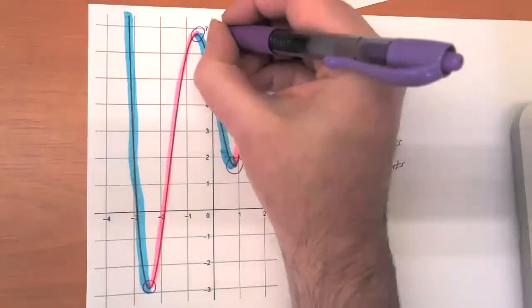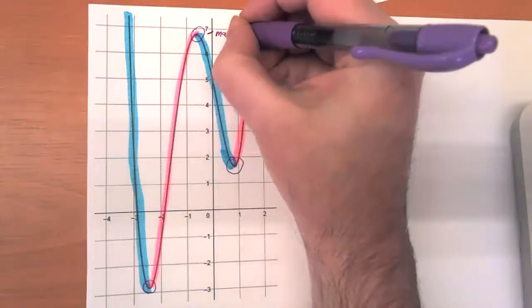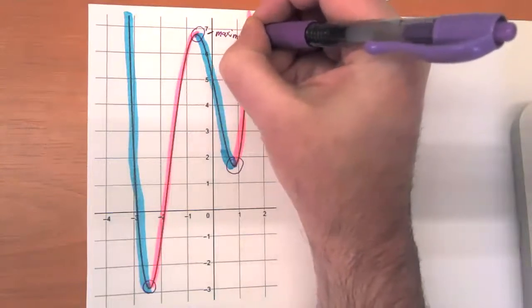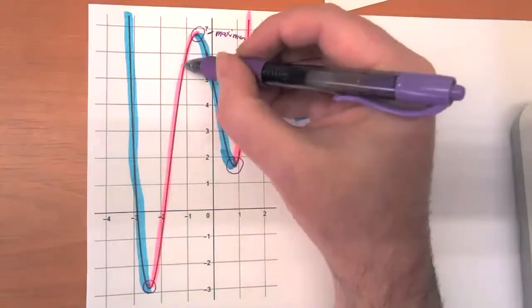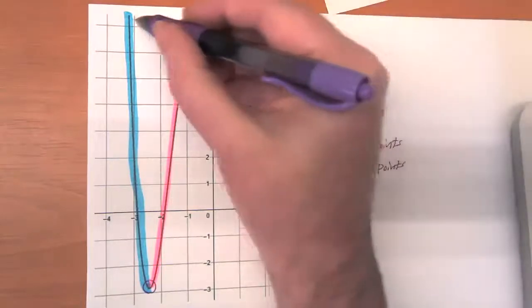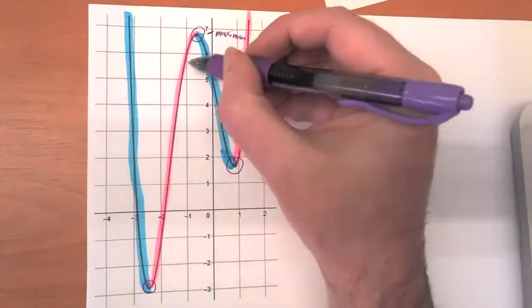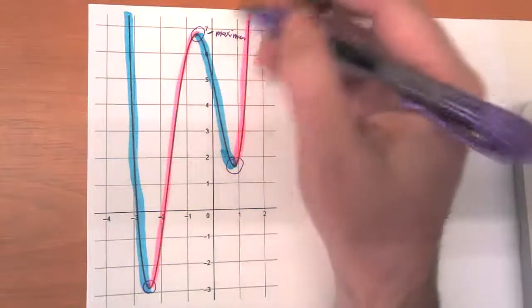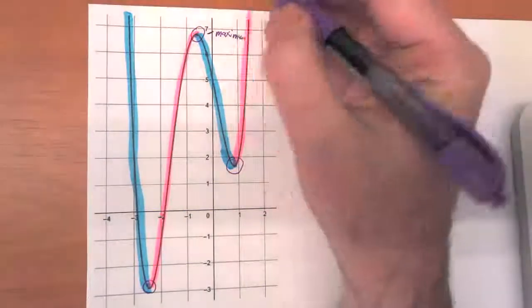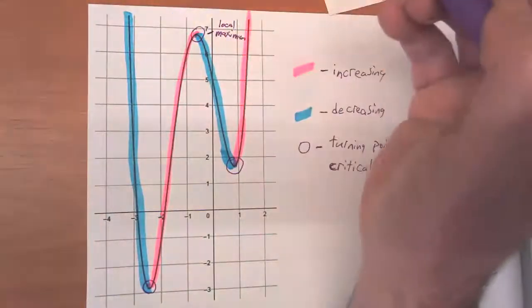Like for instance, this point up here, I want to call a maximum, because this is the highest value. Well, it's not the highest value anywhere in the graph because it gets higher over here, but you can see here that it kind of has a top peak and then goes down on either side. So the word I'm going to use to describe that is I'm going to call this a local maximum.